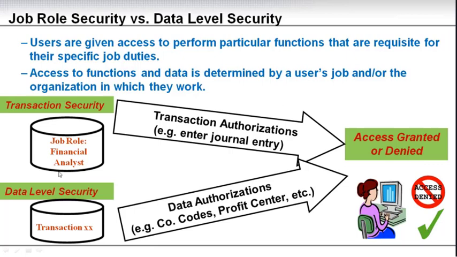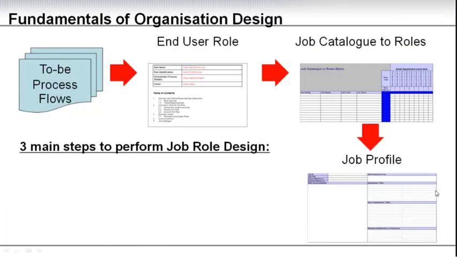If the user is in the financial analyst role and is trying to do this under a company code which has been defined in the transaction data level security here, then access is granted. Whereas if you are not a financial analyst, you are from the IT department, and you try to do this transaction, you will get an access denied. So this is how those elements work together.